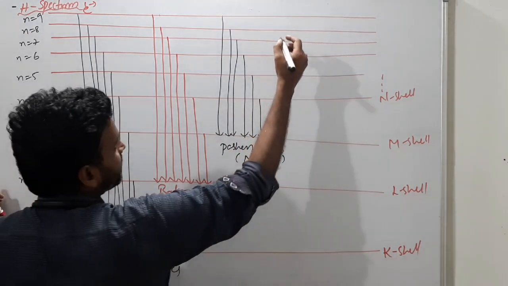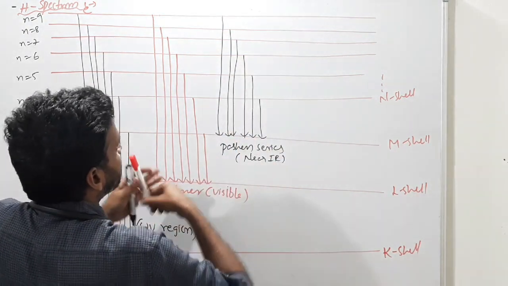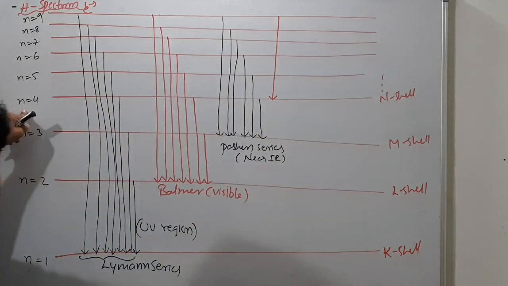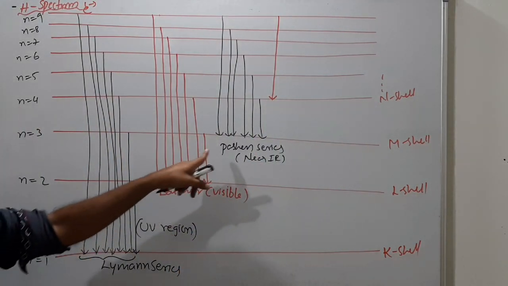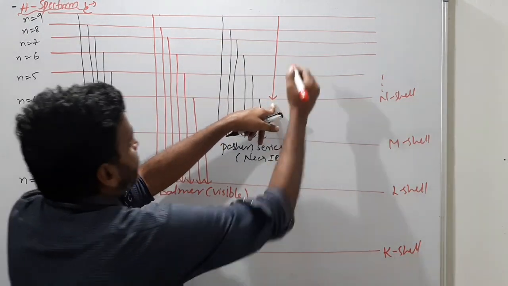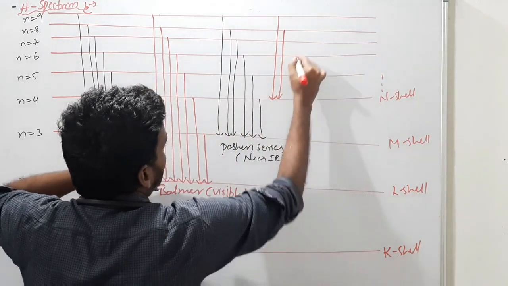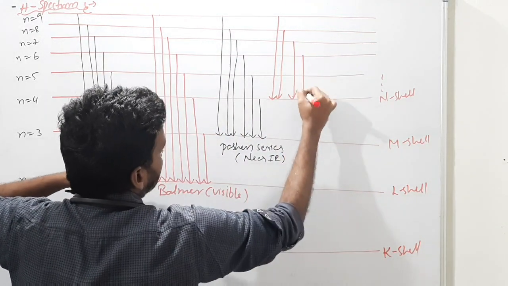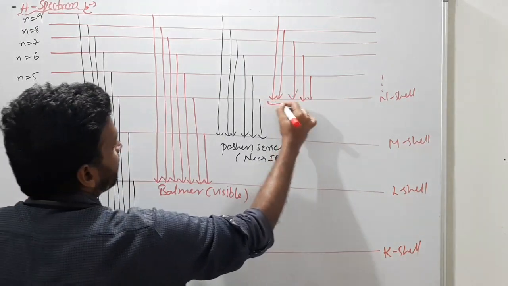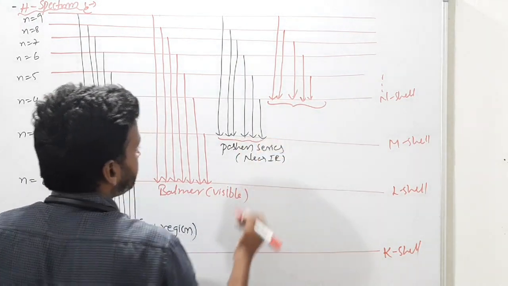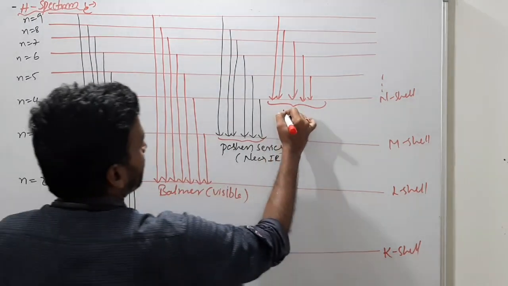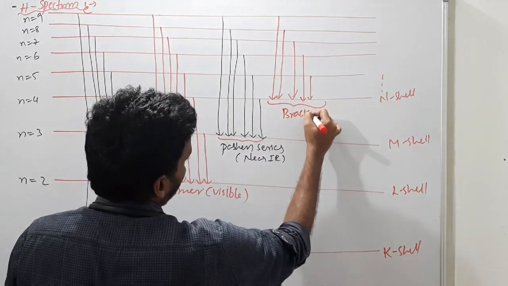Understood? Next, Brackett. Brackett means higher to 4. Sorry, Brackett. Brackett means higher to 4 or not? Higher to 4 means here to 4, here to 4, here to 4. And here to 4. These all spectral lines come under Brackett. These are Lyman, Balmer, Paschen, now Brackett.